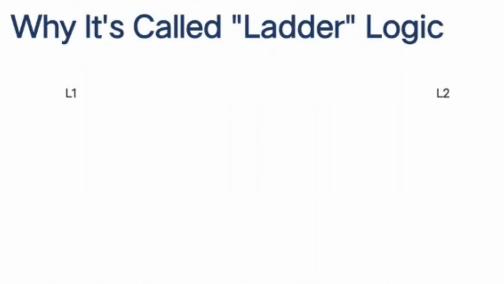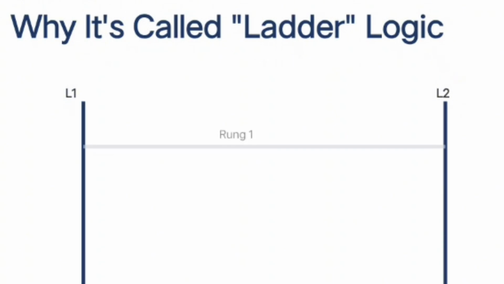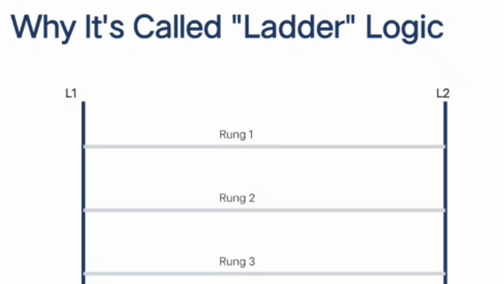When PLCs came along in the 1970s, engineers didn't want to retrain every electrician on a new symbol language. So the PLC manufacturers kept the ladder drawing style, same rails, same rungs, but now it's software instead of copper wire. That's why, even 40 years later, this is still the most common language on the plant floor.